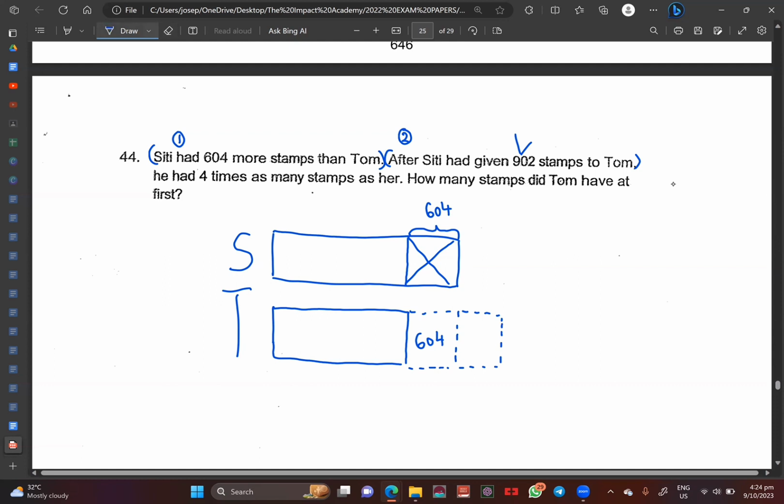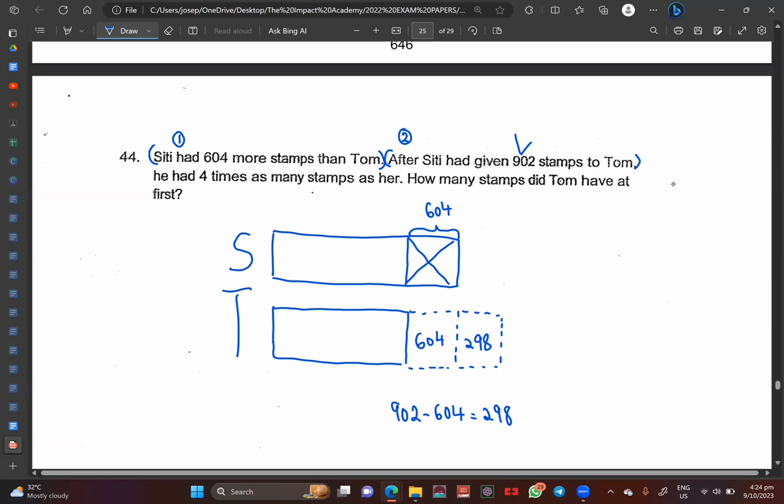All right. Now, my question to you is this: how much is this? We don't know. Do we know or do we not know? 902 minus 604. Very good. So 902 minus 604, we get an answer of 298. All right, so we will just put 298 over here. Do you agree or disagree? Okay. Agree.